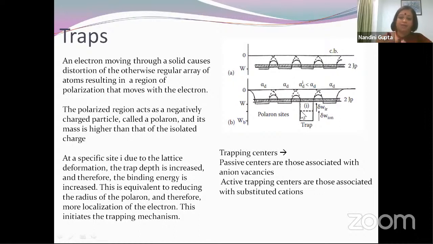How? The trap depth is increased. So what might happen is, there is a trap formation in one particular polaron site, and this particular electron, which was moving freely through the dielectric, might get trapped, because the polaron radius reduces, the electron gets more localized, and that is how the trapping mechanism begins. The electron gets trapped because there is a change in the trap depth.